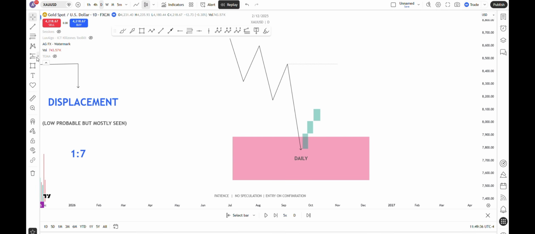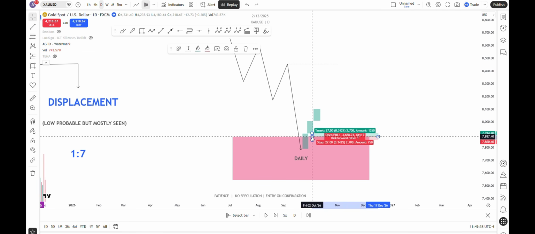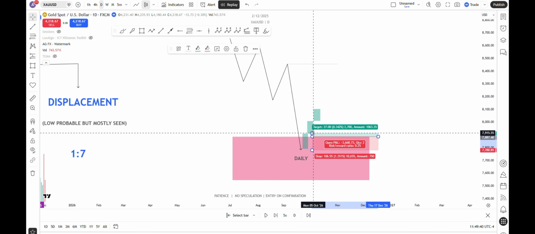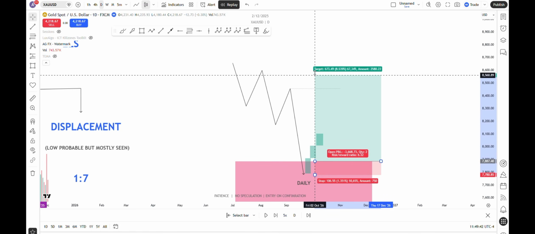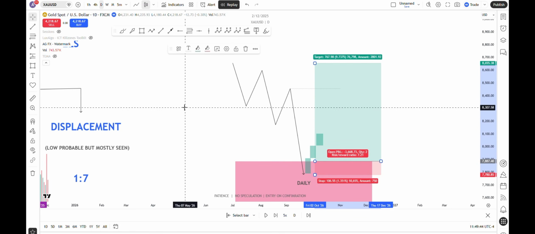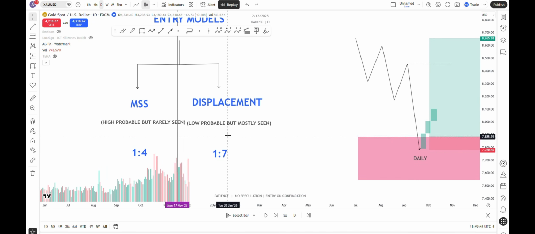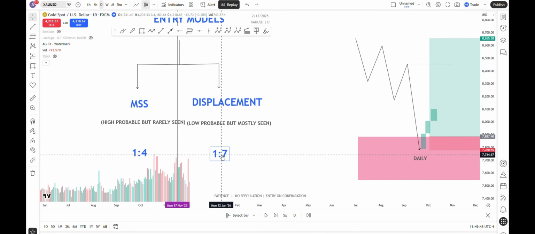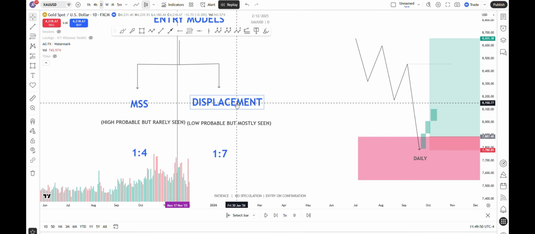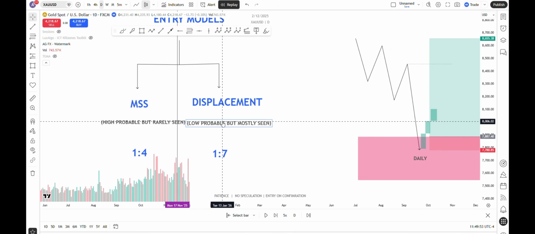Once we see that, then we can take our entry and we can target the last high. Now, like I said, in case of gold, I like to see 1:7 in this kind of entry model, since this is a low probable entry model.